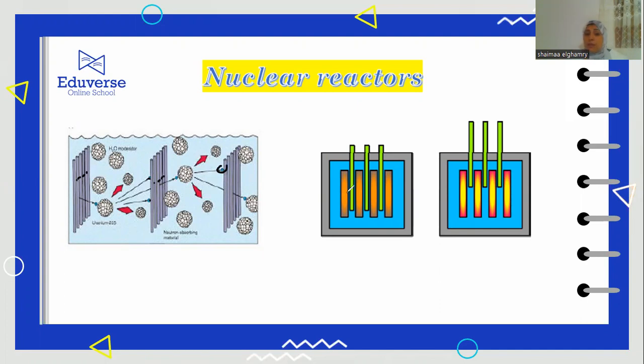As we can see in this picture, cadmium rods here, these are uranium rods, and these are cadmium rods. When cadmium rods are placed down, they slow down the reaction. When cadmium rods are raised up, they fast the reaction. Why? Because the role of cadmium rod here is to absorb the neutron which is produced from the splitting of uranium.